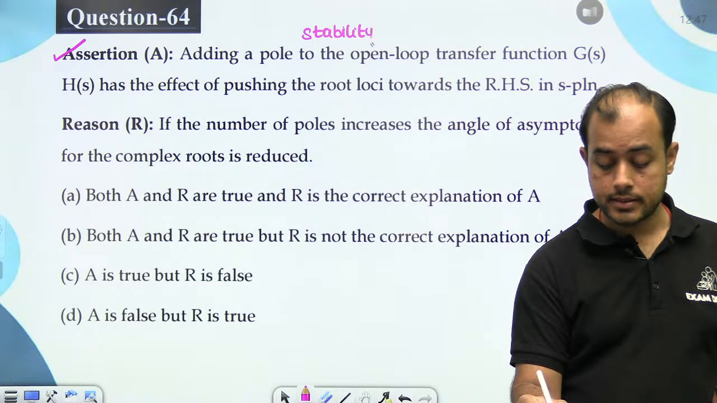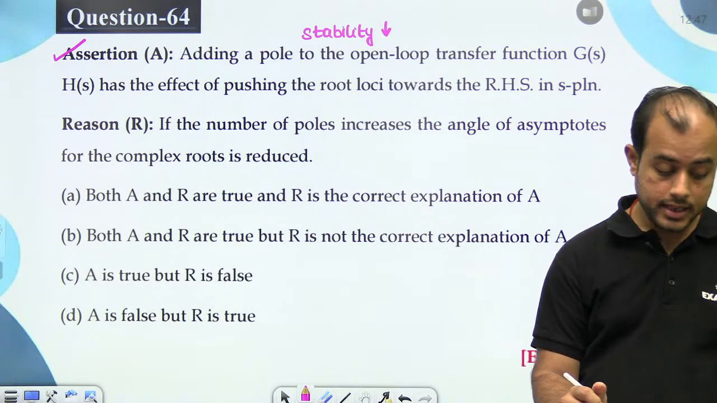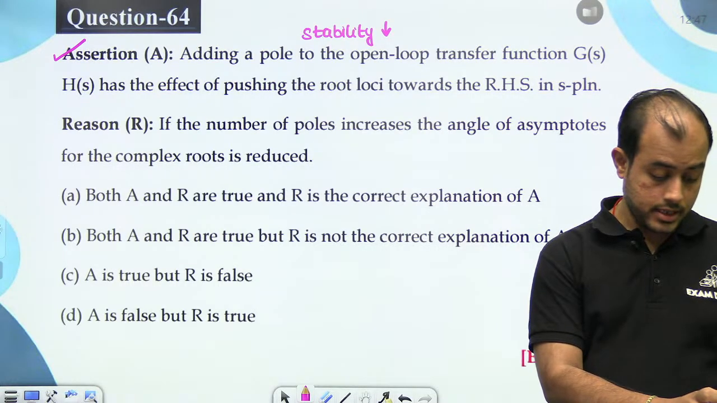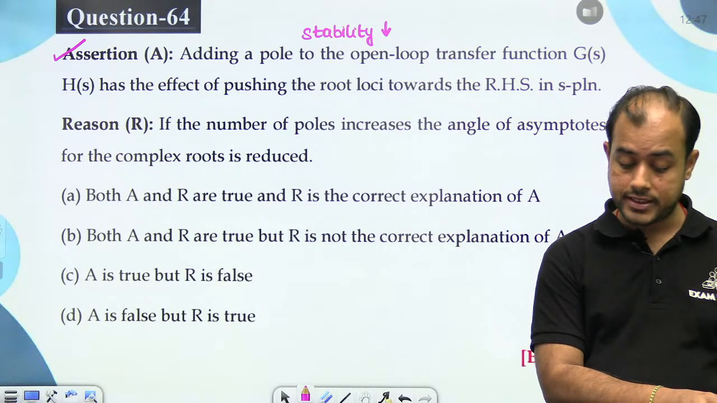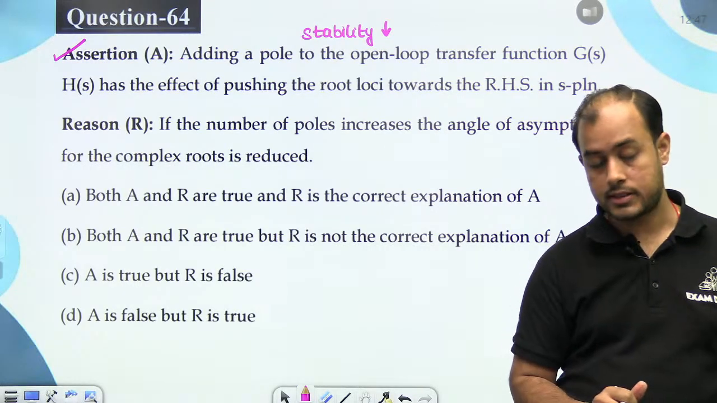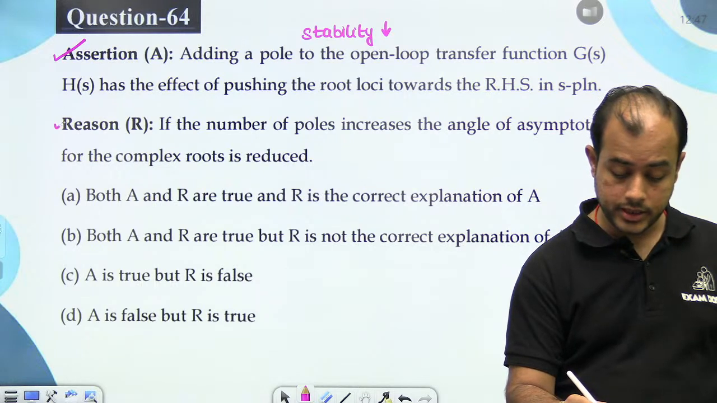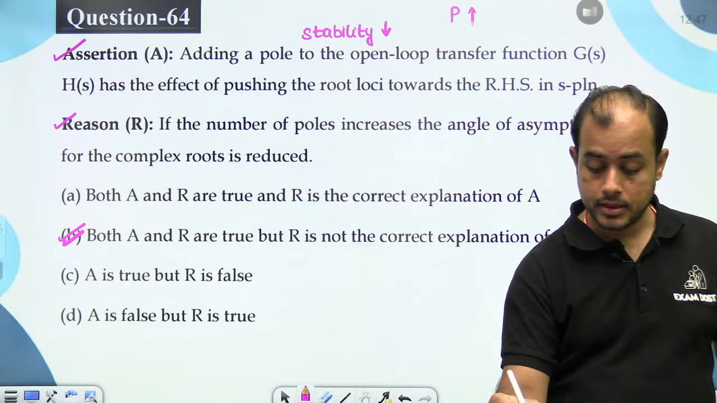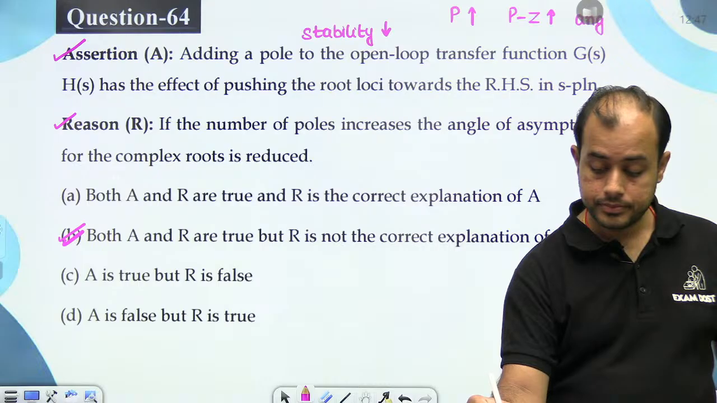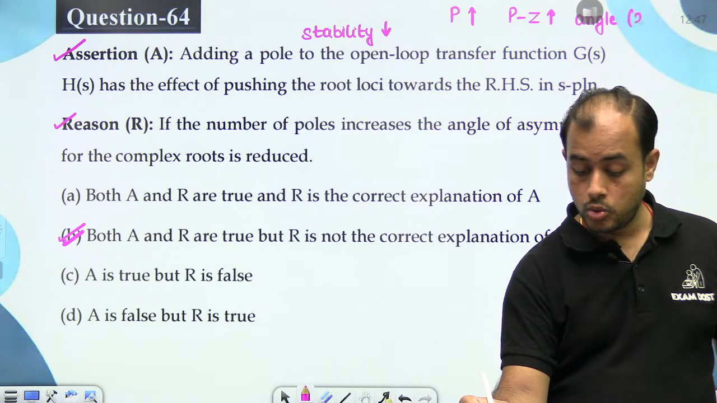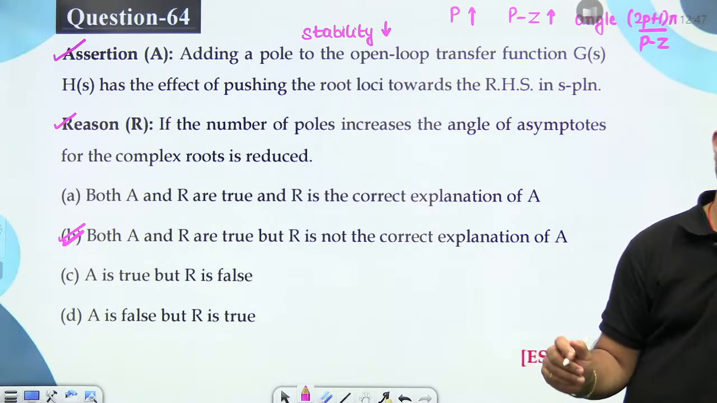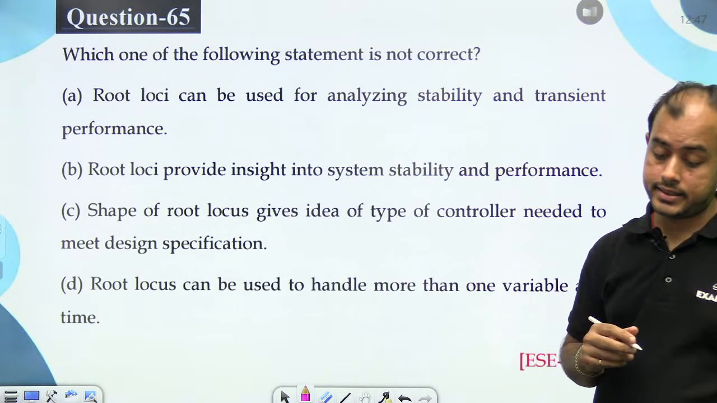Stability reduces. अगर राइट जा रहा है तो रिड्यूस होगी. If the number of poles increase, angle of asymptote for complex pole is reduced. So angle of asymptote reduces. B. क्योंकि देखो अगर P बढ़ेगा तो P माइनस Z बढ़ेगा, तो एंगल 2P plus 1 pi by P minus Z, तो angle will decrease because P minus Z increases.